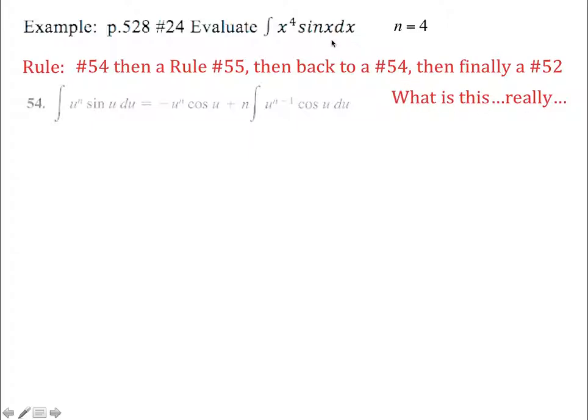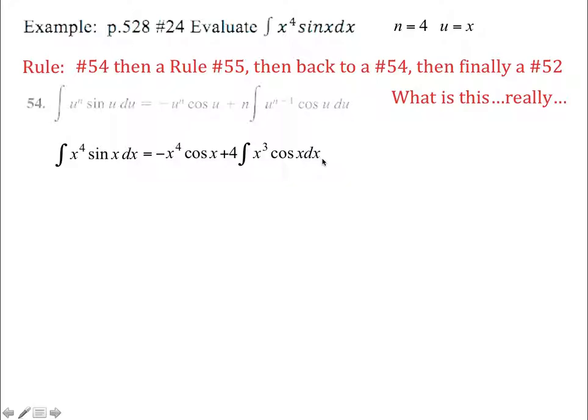This is really integration by parts. So for this first go around, we have a u of x and an n of 4. And so plugging those values into this, you're going to have minus x to the 4th cosine x, plus n, which is 4, times the integral, because we have an integration sign in this rule 54, of x to the 3rd cosine x du.